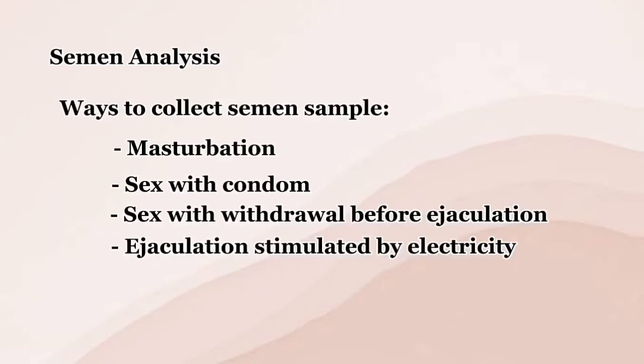How is semen analysis conducted? You'll need to provide your doctor with a semen sample for a semen analysis. There are 4 main ways to collect a semen sample. First, masturbation. Second, sex with a condom. Third, sex with withdrawal before ejaculation. Lastly, ejaculation stimulated by electricity. Masturbation is considered the preferred way to get a clean sample.